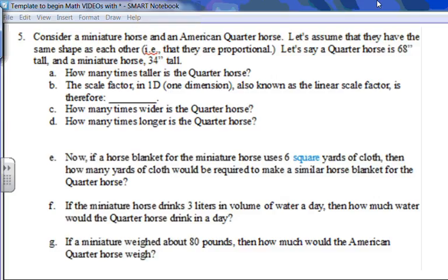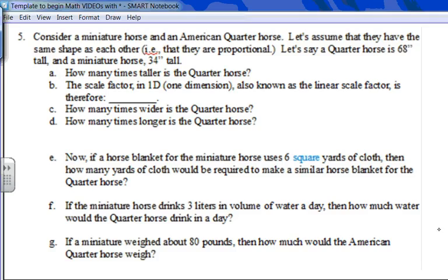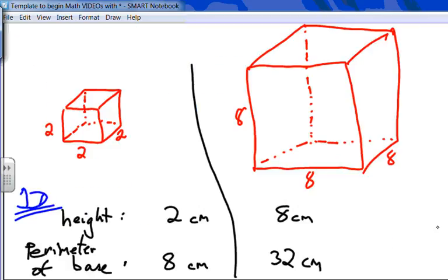Alright, next we have number 5, the horse problem. And this is similar to the problem in class where we worked with a cube. So we want to pay attention to the difference between things that are measured in one dimension, for example, centimeters, things that are measured in 2 dimensions, square centimeters, and things that are measured in 3 dimensions, cubic centimeters. Let's take a look at that cube from class again, though this one may be a little different.